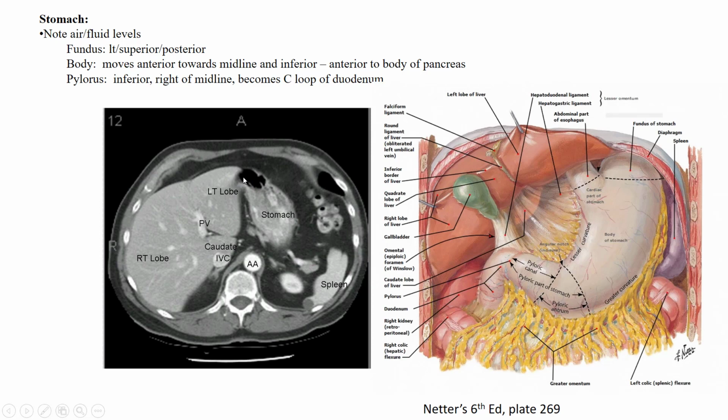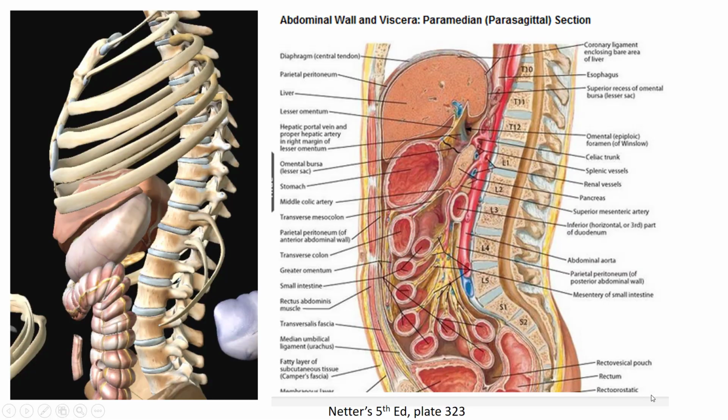And in the next slide, you're going to see that really well because I have some sagittal pictures that will show you how the stomach moves from superior to inferior, and also from posterior to anterior in the sagittal view. Take a look at these sagittal images. We have Netter's 5th edition, plate 323 here on the right, and then I have taken a screenshot of an image that I set up for you in Netter's 3D.